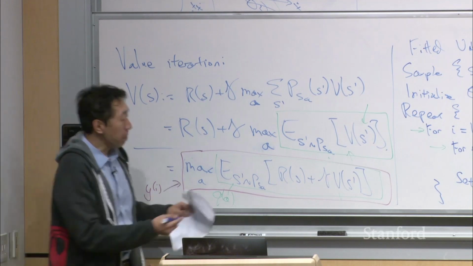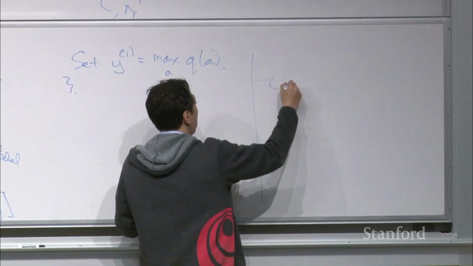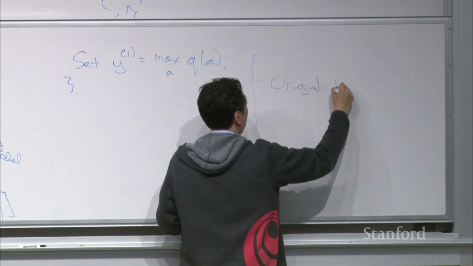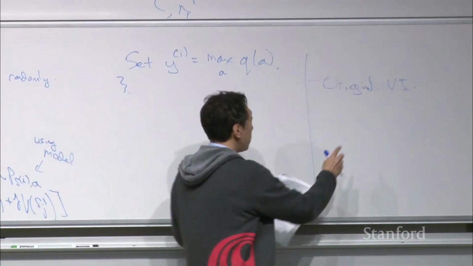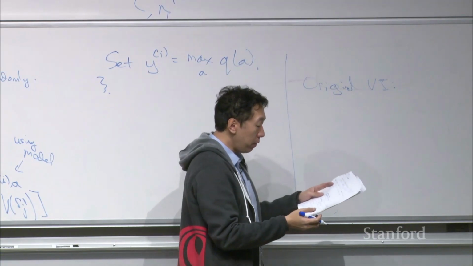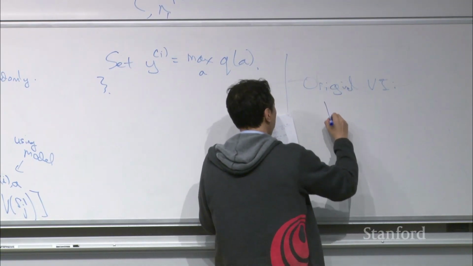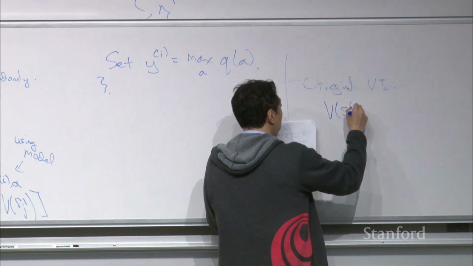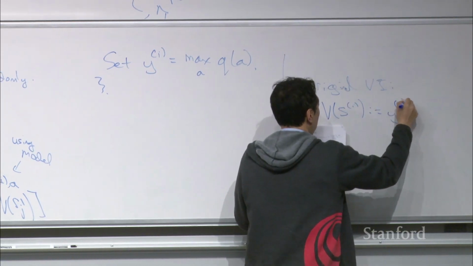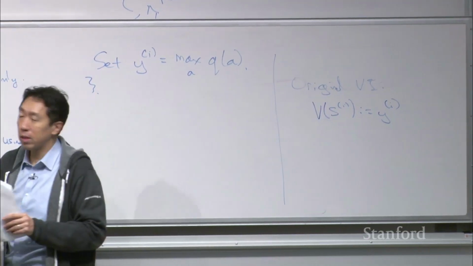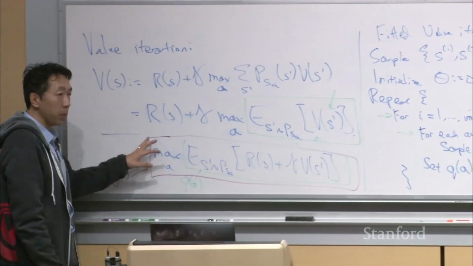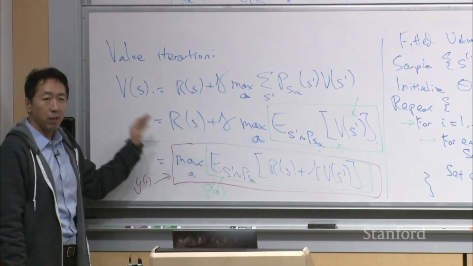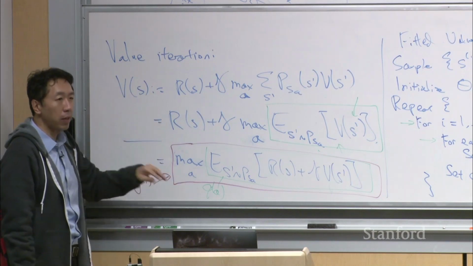Now, in the original value iteration algorithm, I'm just using VI to abbreviate value iteration, what we did was we set V of si equal to yi. In the original value iteration algorithm, we would compute the right-hand side, this purple thing, and then set V of S equal to that. Just set the left-hand side equal to the right-hand side.